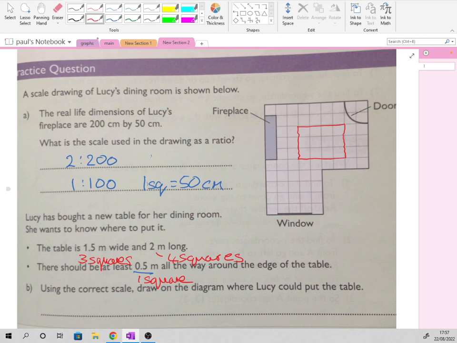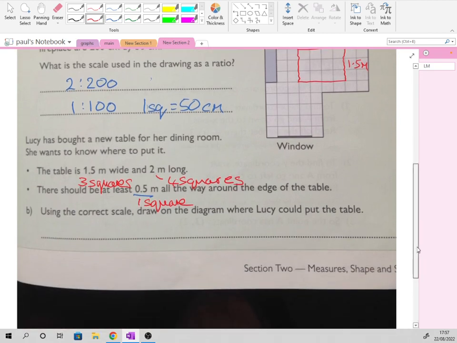Probably going to bang into the chairs when we get there. So this is 2 meters, this is 2 meters, and this is 1.5 meters. Use the correct scale, draw on the diagram where Lucy could put the table. Okay. Any more? No, there's no more to that.